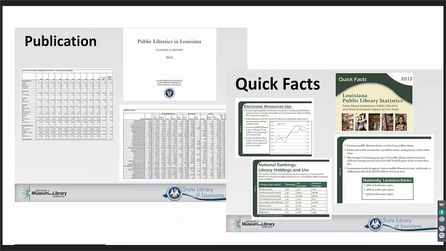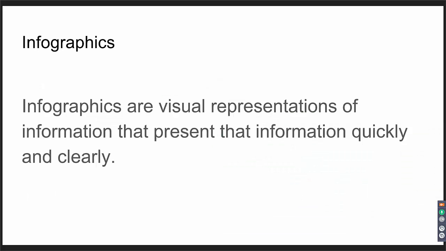The Louisiana State Library creates an annual statistical report and a quick facts publication, which is much like the Wyoming State Library's summary report for their public library survey. Most states produce these, and they can be a great source of data for you to use because they give you quick summaries. Absolutely.